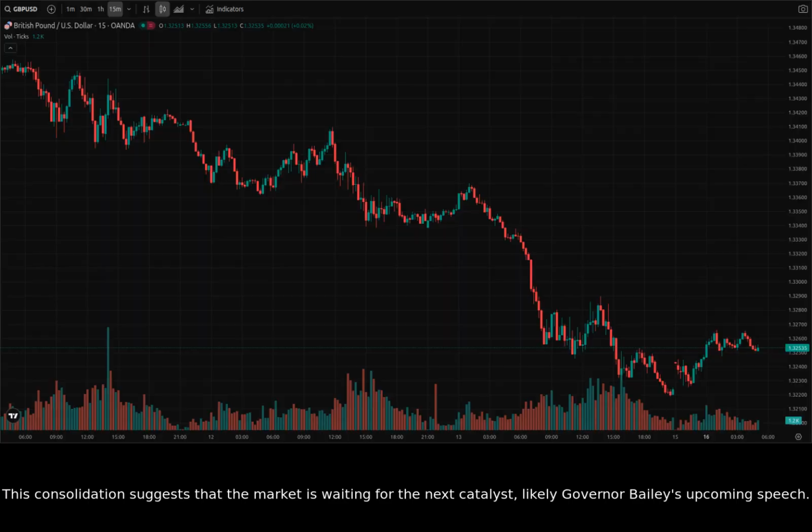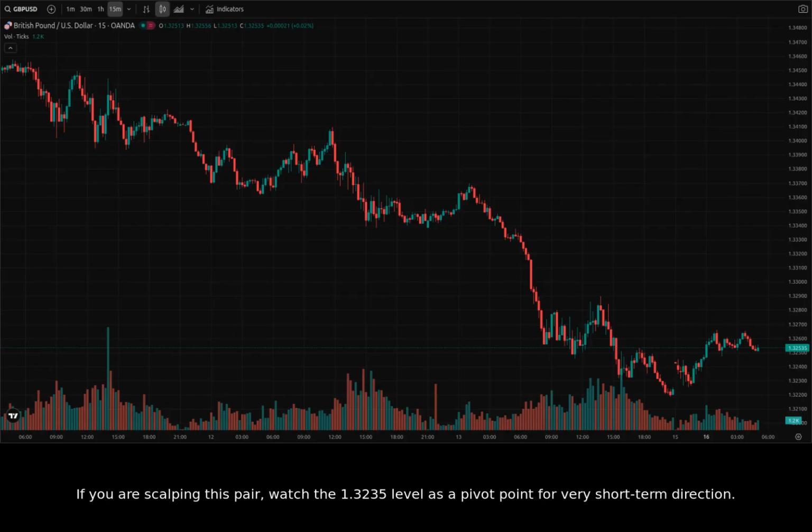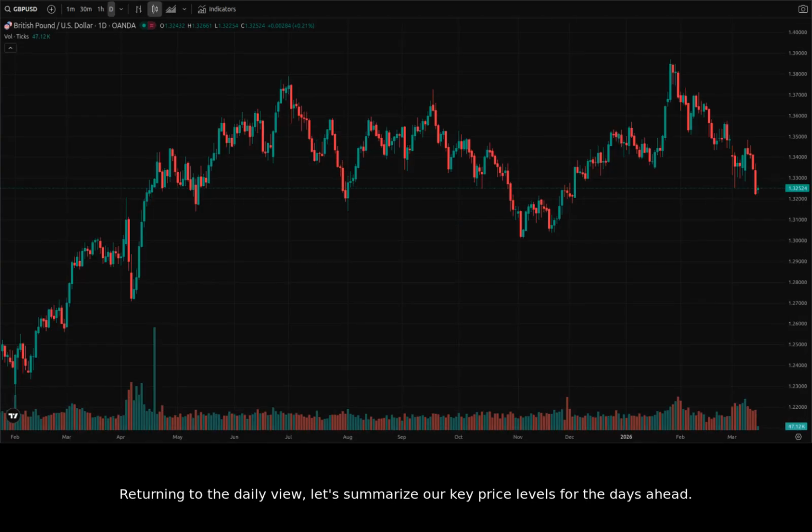This consolidation suggests that the market is waiting for the next catalyst, likely Governor Bailey's upcoming speech. If you are scalping this pair, watch the 1.3235 level as a pivot point for very short-term direction. Returning to the daily view, let's summarize our key price levels for the days ahead.